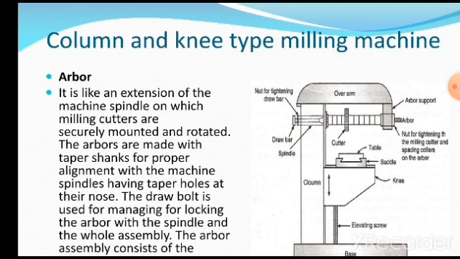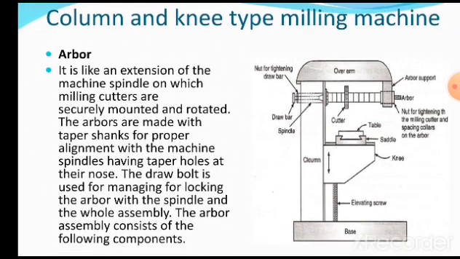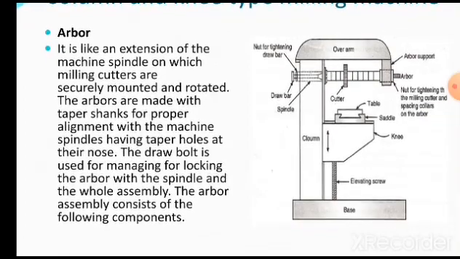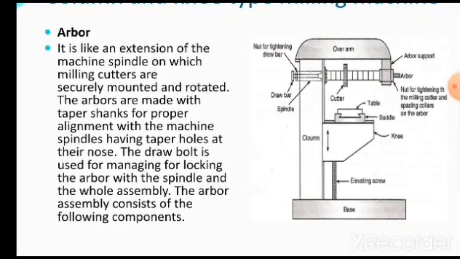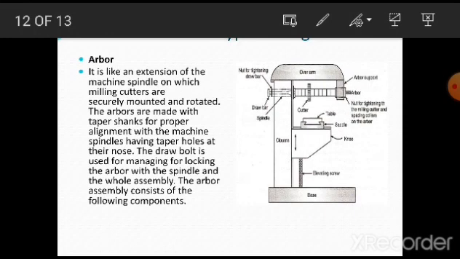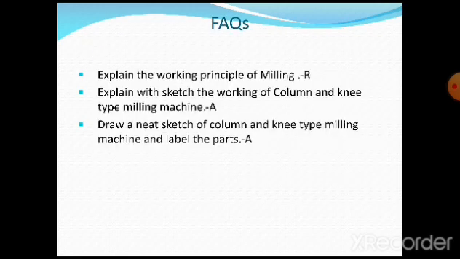The arbors are made with taper shanks. The non-cutting portion is called the shank. It is slightly tapered for proper alignment with the machine spindles, having taper holes at their nose. The draw bolt is used for locking the arbor with the spindle and the whole assembly. The arbor assembly consists of components that we are not discussing completely in detail.